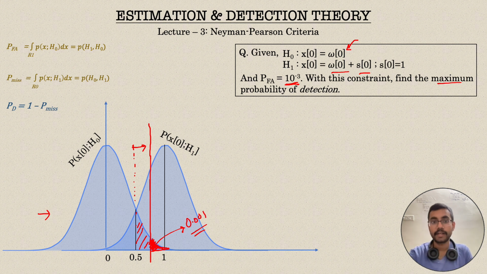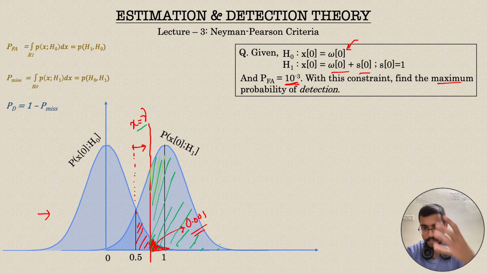So we need to shift the detector threshold from 0.5 to that particular place. But what is that particular place? We don't know. We need to know what is that particular place. So let us assume that this is x is equal to gamma, because only when we know what x is equal to gamma is would we be able to calculate this particular region, which would be the probability of detection. Without calculating the threshold, we won't be able to get to that conclusion.